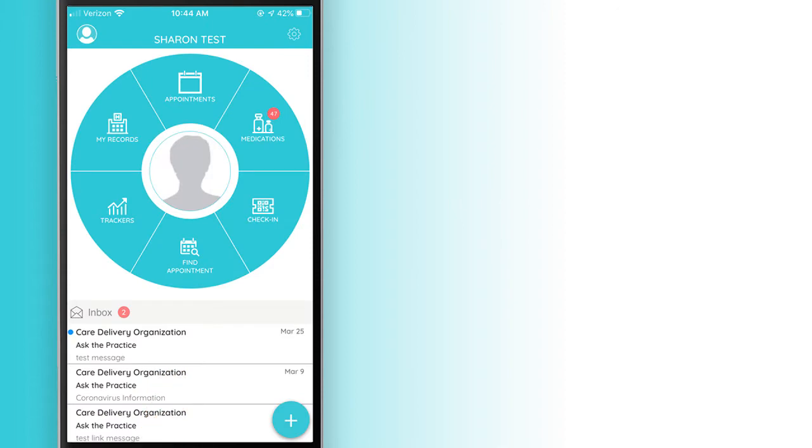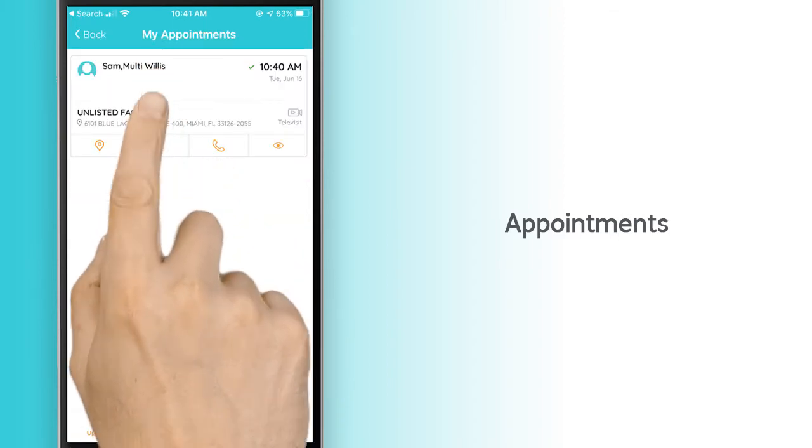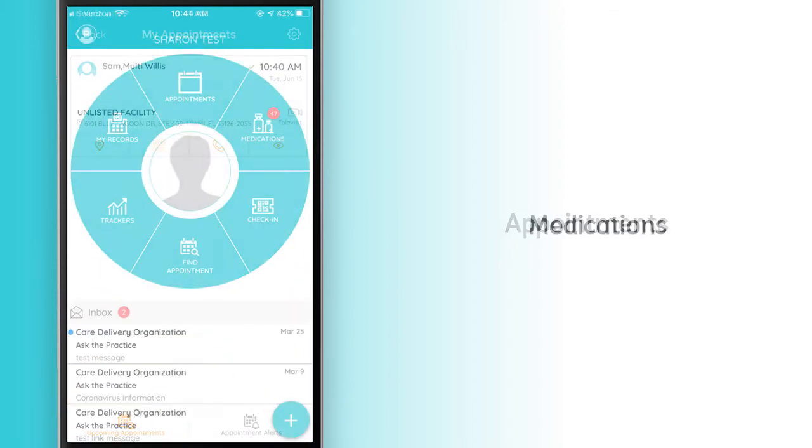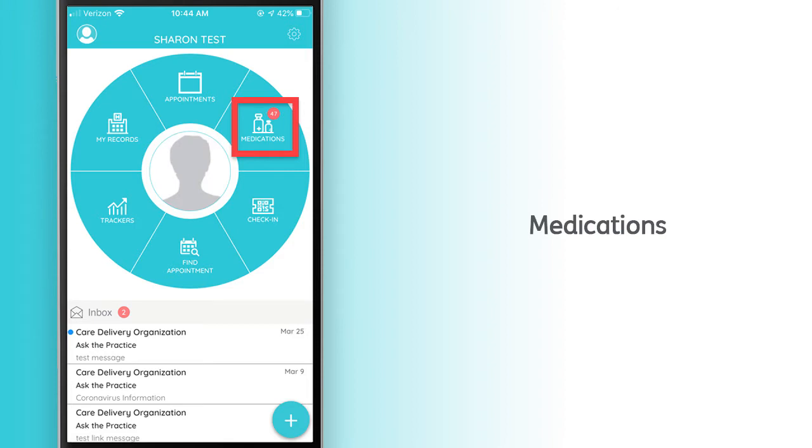You'll now see your dashboard, which includes various icons and options that we'll navigate through within this demo. Up at the top, you have the Appointments icon, which allows you to manage and access your upcoming appointments. The Medication icon allows you to manage your prescribed medication, over-the-counter medication, and refill requests.